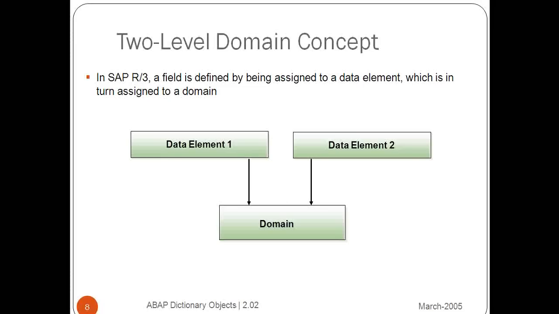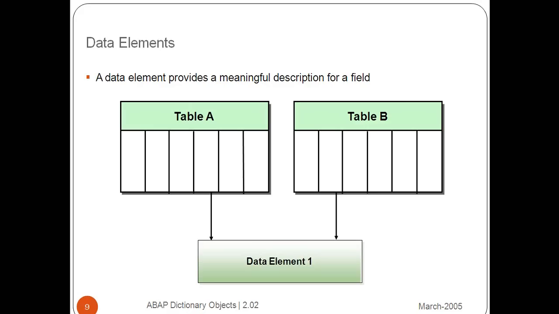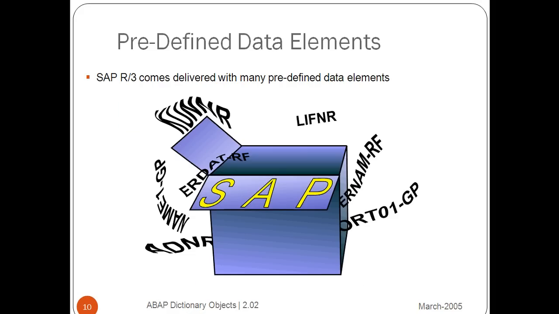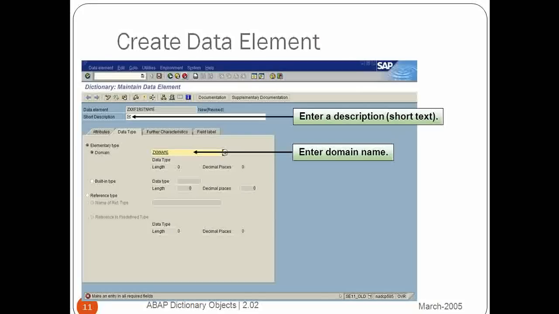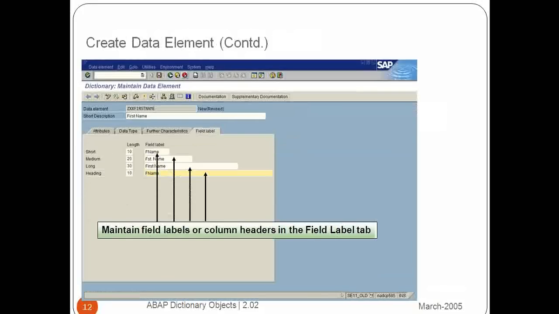Two-level domain concept is already elaborated. Multiple data elements can have a single domain. Predefined data elements are nothing but SAP-provided, whatever is there in the ABAP dictionary. It's not Z. SAP Labs or SAP India has created that one. Create data element: we have created a data element already.